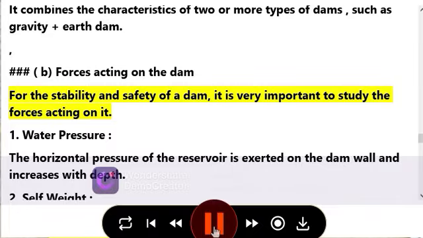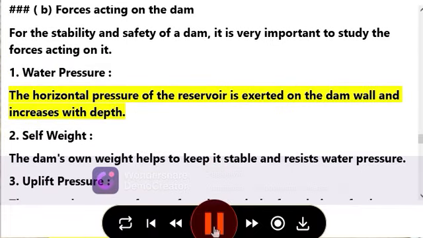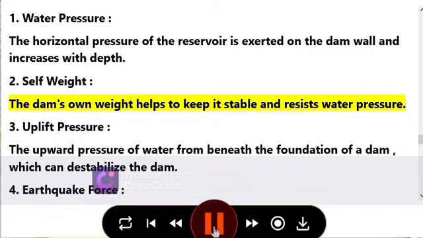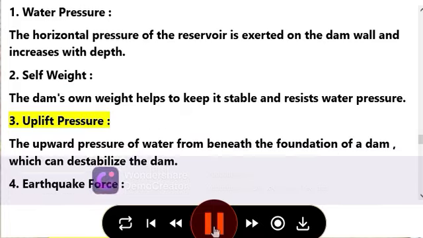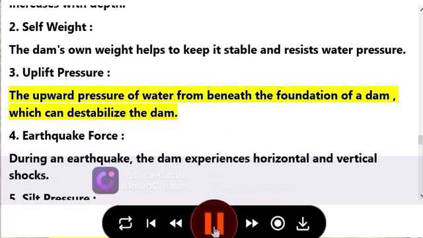B. Forces acting on the dam. For the stability and safety of a dam, it is very important to study the forces acting on it. 1. Water pressure. The horizontal pressure of the reservoir is exerted on the dam wall and increases with depth. 2. Self-weight. The dam's own weight helps to keep it stable and resists water pressure.